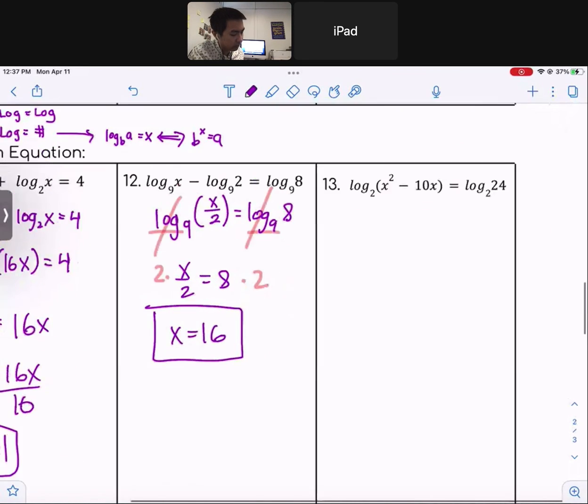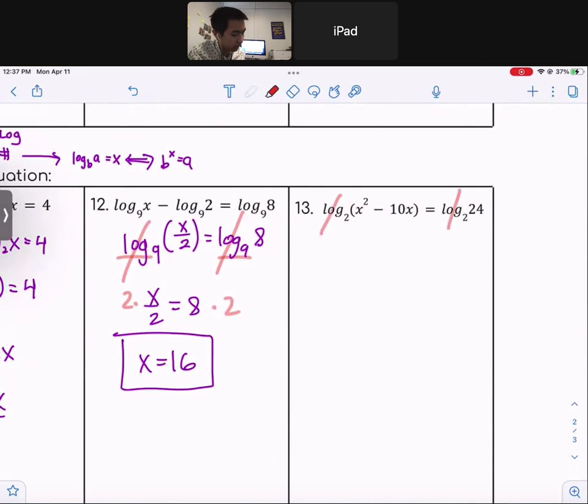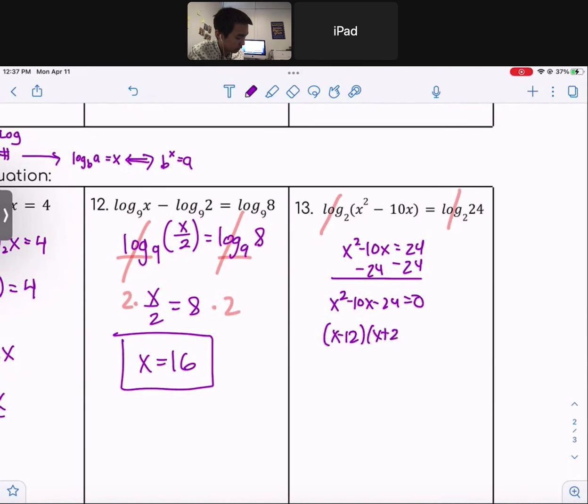And lastly, 13. Well, this is a log equals log case, you guys, and if we cancel those, we just get x squared minus 10x is equal to 24. Set this equation equal to 0. And we get x minus 12 times x plus 2 equals 0. So x equals 12, and x is equal to negative 2.